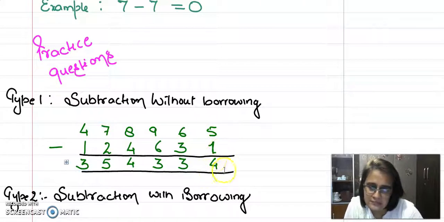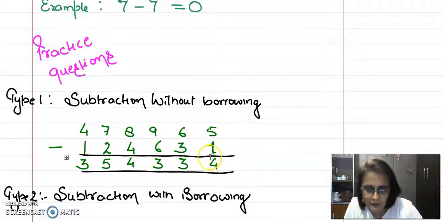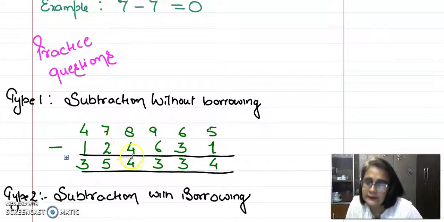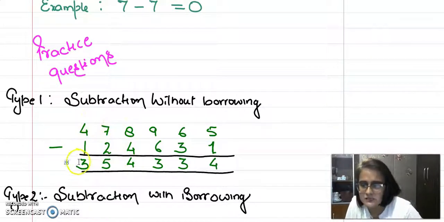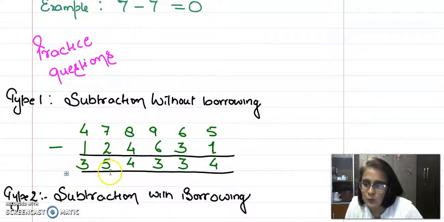5 minus 1, we start from the ones place. That is 5 minus 1 is 4. Then we come to the tens place. 6 minus 3 is 3. Then we come to the hundreds place. 9 minus 6 is 3, right? Then we come to the thousands place. 8 minus 4 is 4. 10,000 place. 7 minus 2 is 5, right? And lakh place, 4 minus 1 is 3. So what is my answer? What is my difference? 3,54,334. Am I clear, dear children?